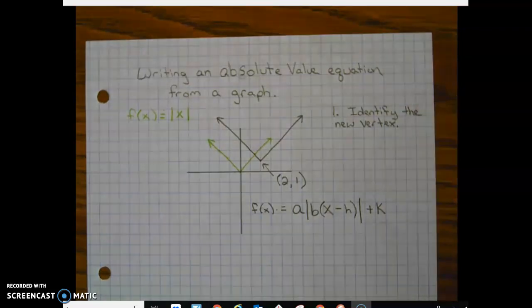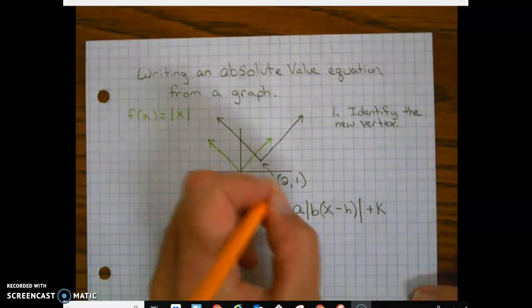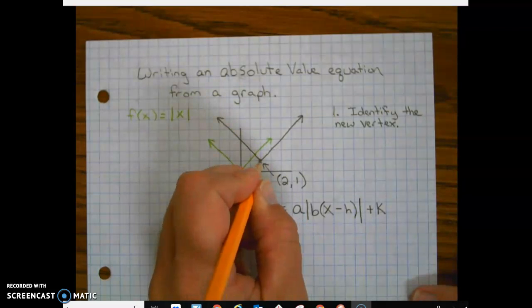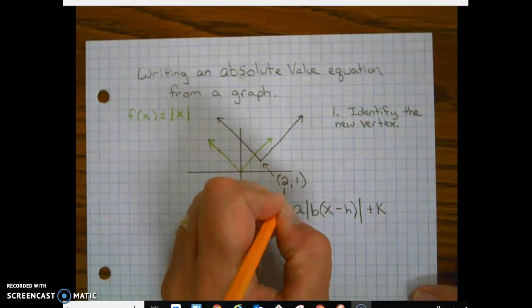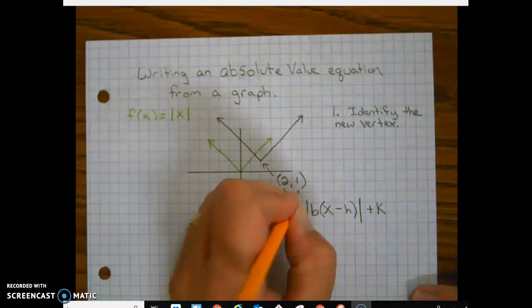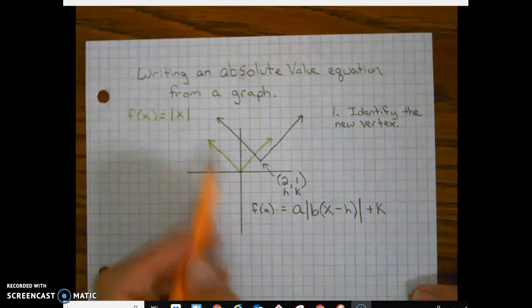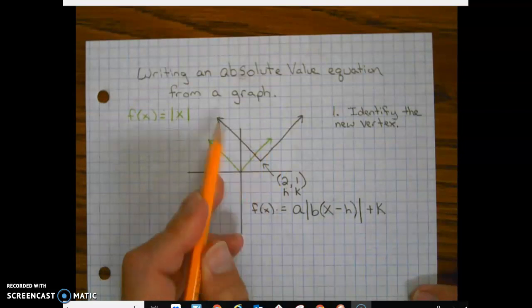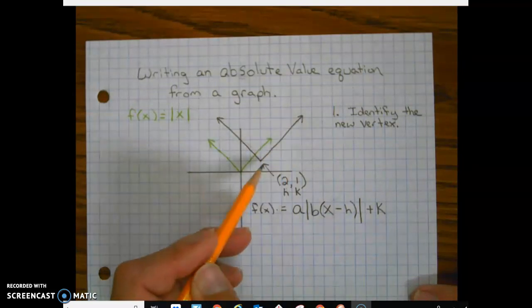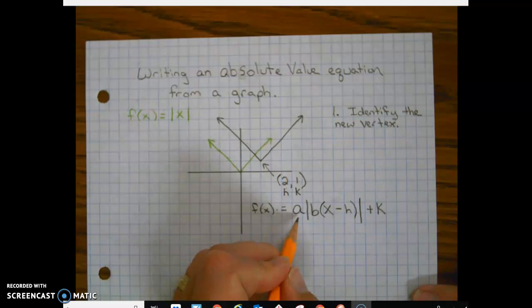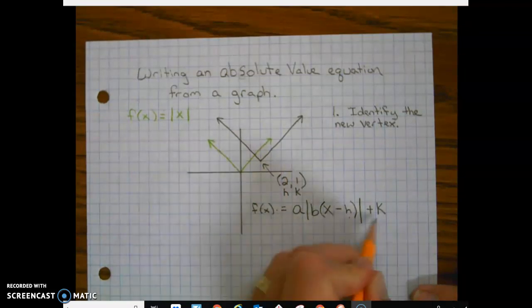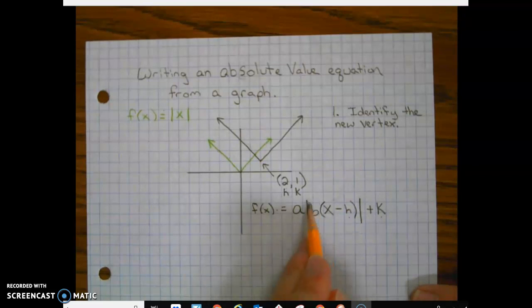Okay? So to write this, first of all, when you identify your new vertex, you have just found your h value and your k value. Now, when we write the equations for these transformed functions, we will be able to identify a, h, and k. We will not be doing any graphs that have a horizontal stretch or compression.